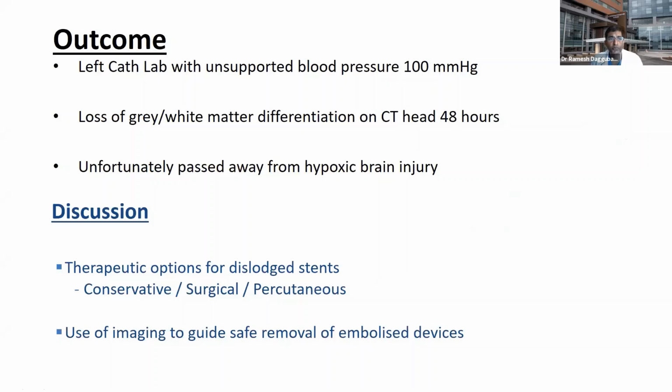Even though we were able to retrieve it, unfortunately, the patient actually passed away from hypoxic brain injury, which did not improve at all. And the patient's family made her comfort care. So obviously therapeutic options, we will talk about surgical, conservative, and percutaneous. You always have to make sure your surgeon is called so that in case you need a backup, as I showed you in my first patient as well.